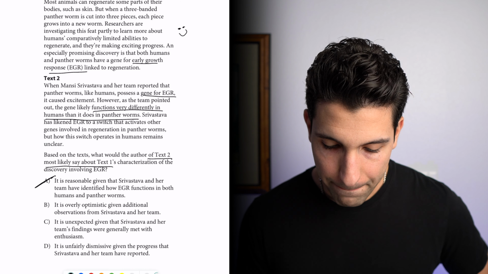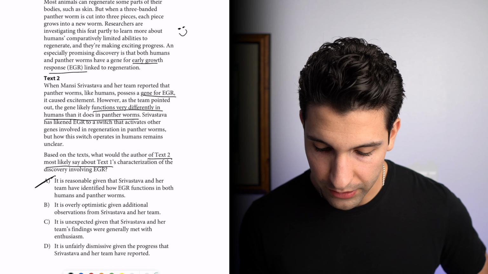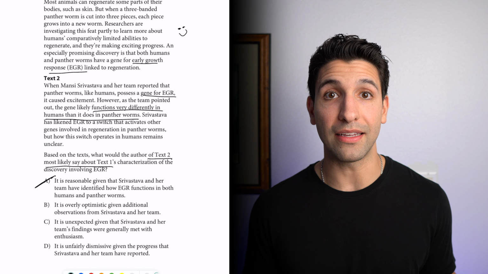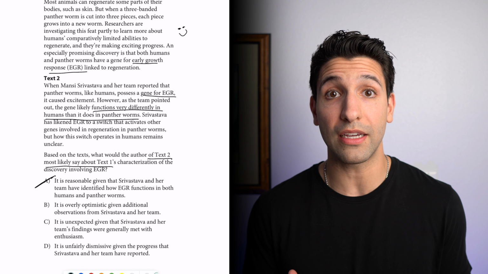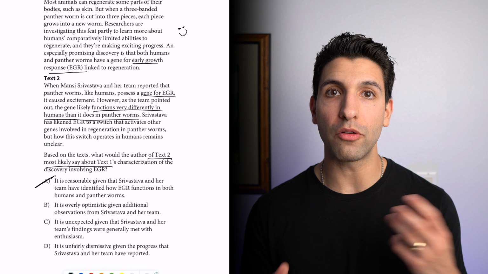So A is out. B, it is overly optimistic given additional observations from Srivastava and her team. Yeah, overly optimistic. You're way too happy about this. It's not that serious, but it's still worth looking into, but they work differently. So let's keep B. B captures what text 2 would most likely tell text 1.